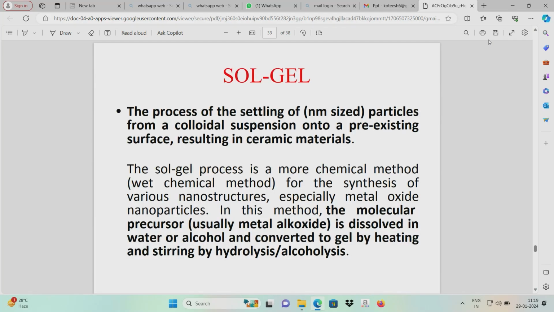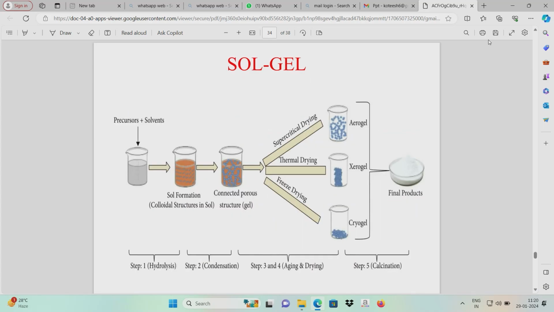And the sol gel technique is one of the most important techniques which we can use in our lab itself. This is the process of settling of nanometer size particles from colloidal suspensions. Here we can take any metal alkoxide which can be dissolved in water or alcohol, whichever solvent component we need to check, and it can be converted into gel form by heating and stirring, by hydrolysis.